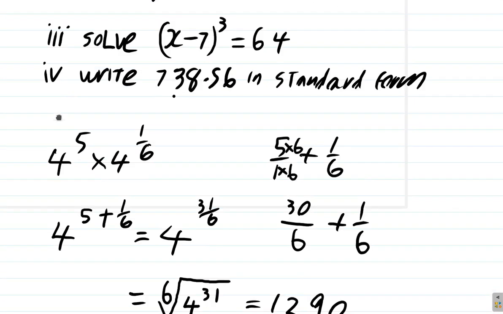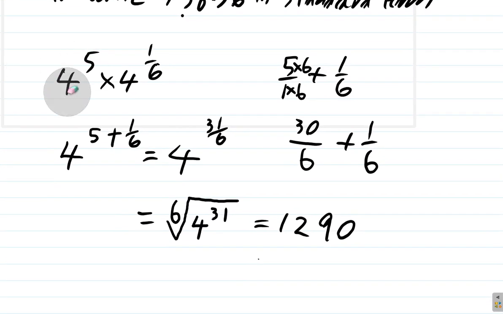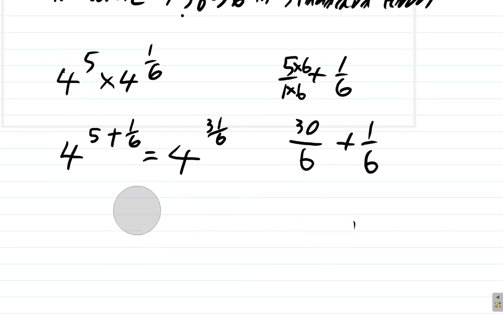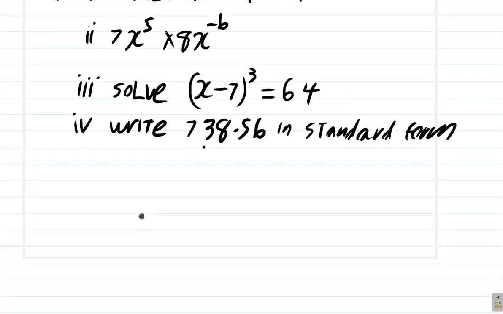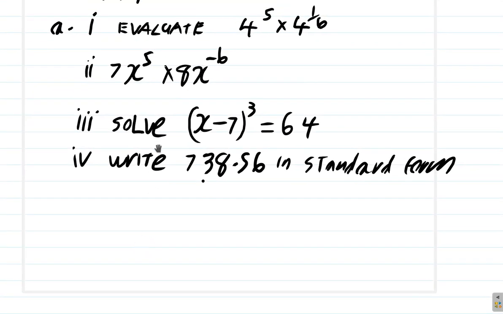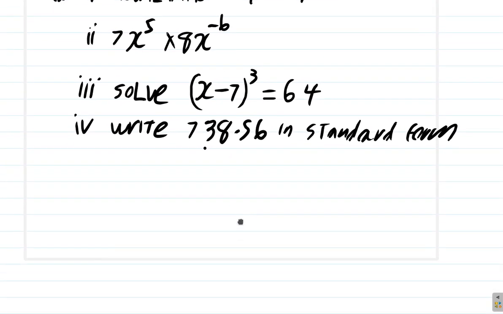Now let's look at the other part of the question. Let's erase this first, then look at the other part of the question. Here, you have 7x raised to the 5th times 8x raised to the negative 6th. So, part 2 says 7x to the 5th power times 8x to the negative 6th power.